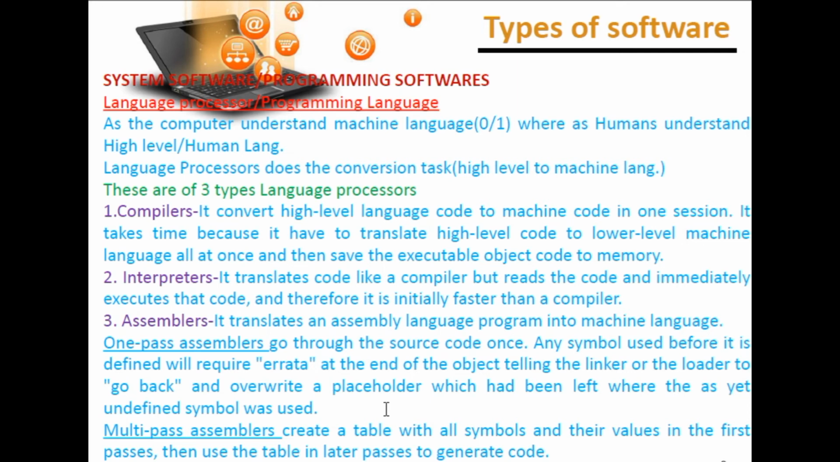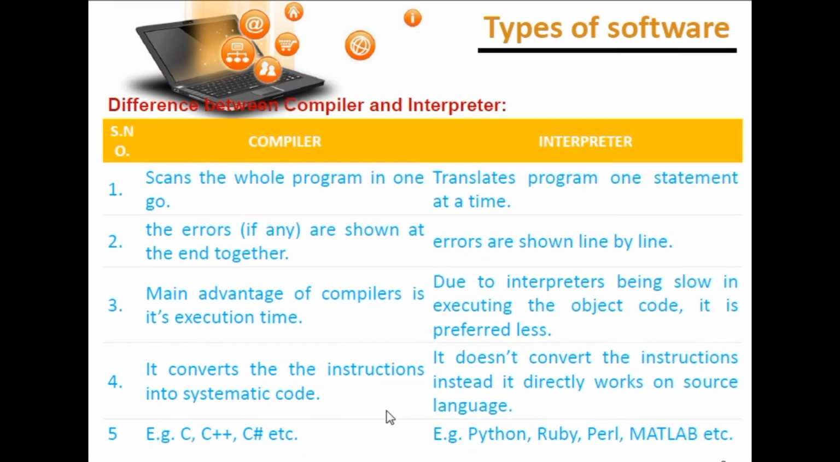Multi-pass assembler actually creates the table with all symbols and their values in the first pass. They use the table in the later passes to generate the code. So multi-pass assembler will first of all create a table with all symbols along with their values in the first pass, and then in the second pass it will process all the code to generate the low level or high level code. Now we will understand the difference between compiler and interpreter.